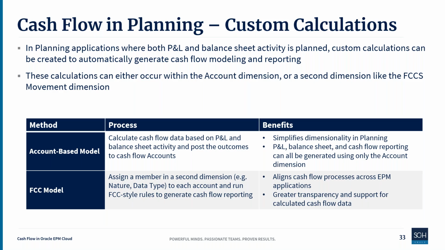On the other hand, you can also use the FCC model with an additional dimension. You can theoretically create a movement dimension, but a lot of times we'll see people use a nature or a data type dimension that's already in the tool to basically act as that movement dimension in FCC, which will then line up with the FCC process. So you'll have consistency across the board. And because you have that second dimension, you'll be able to get extra transparency that running that account-based model won't necessarily have. We'll talk a little bit more about both of those.